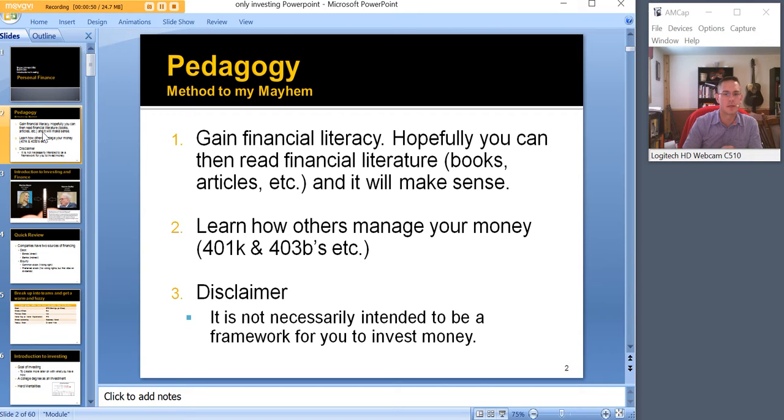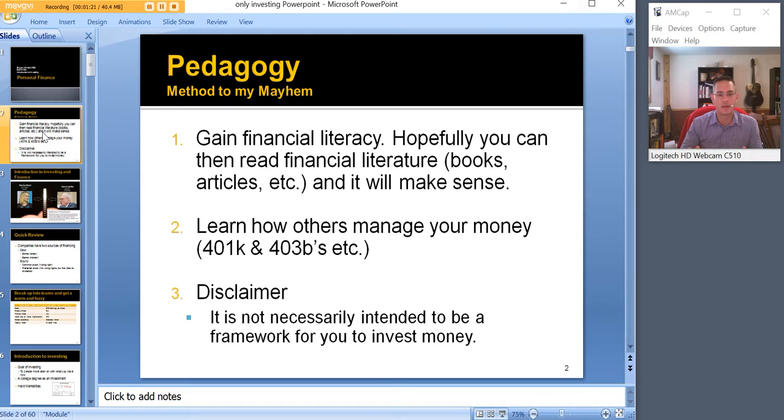The other purpose is that you learn how other people manage your money, for example, 401ks and 403bs. Usually you have an opportunity to select from 20 different mutual funds, and they'll have different titles such as value fund or income fund. So hopefully after this exercise, you'll better understand how those mutual funds are created and what purpose they serve in being created that way.